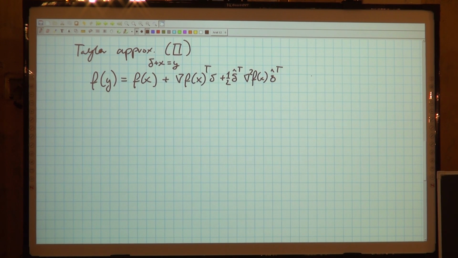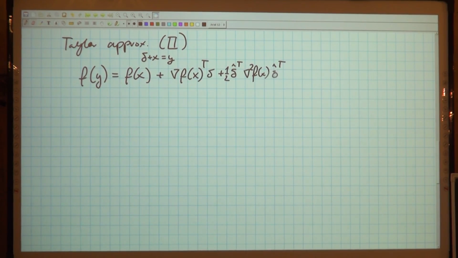Sorry, no. It's 1/2. This is the same delta. The only thing that changes is that we look at the Hessian at some point z, where z is something on a line between x and y. Of course it's in higher dimension, but essentially I look at the line between x and y, and there is some point in between where if I take the Hessian at that point, it will be exact. This will be exactly the correct approximation.